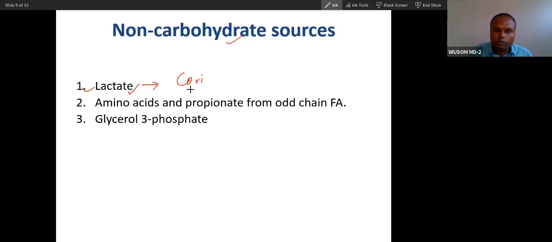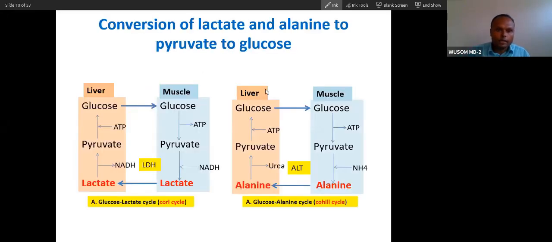I have already told you about the Cori cycle in protein catabolism. I will explain it again here. I also told you, in protein catabolism, how an amino acid and propionic acid convert into glucose. Let's see it once again, so you can see the same slide.